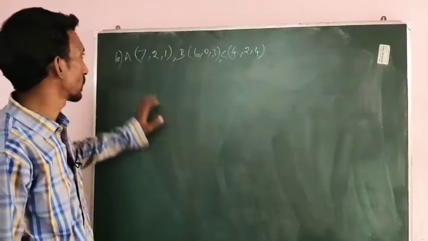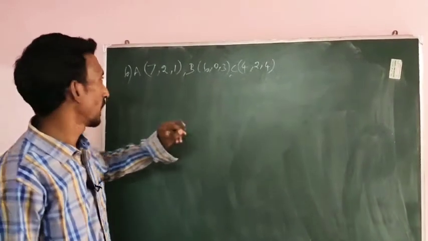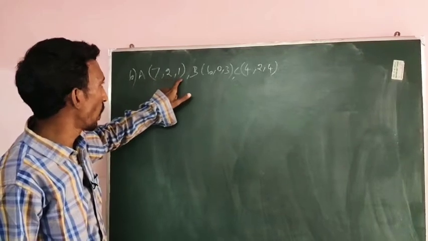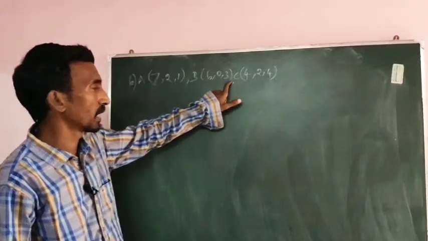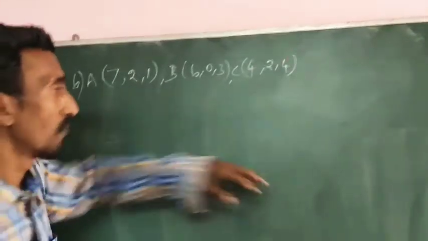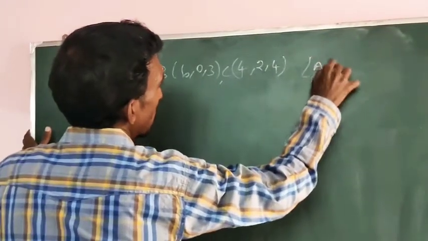Number 6 in the exercise 6.4, given that in a triangle ABC, A (7, 2, 1), B (6, 0, 3) and C (4, 2, 4) are the vertices, then find out angle ABC.